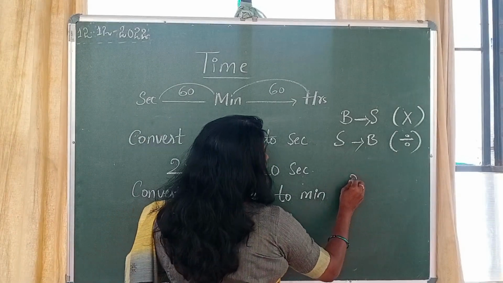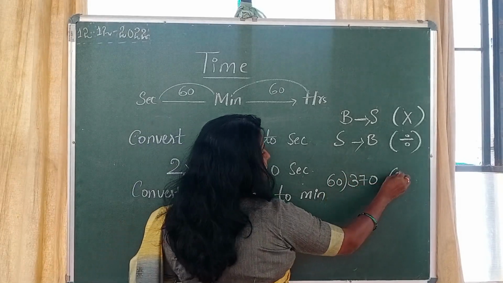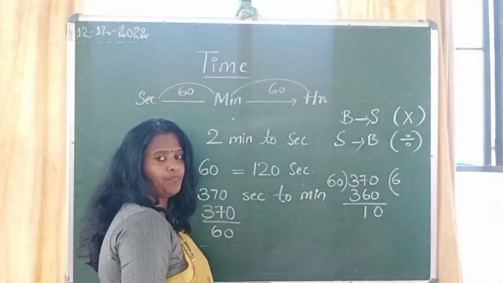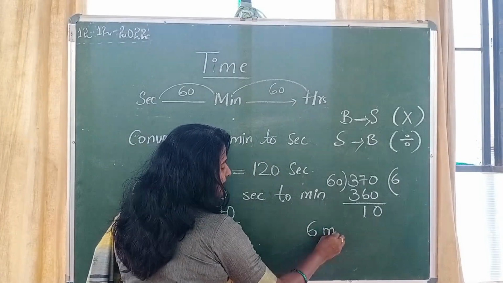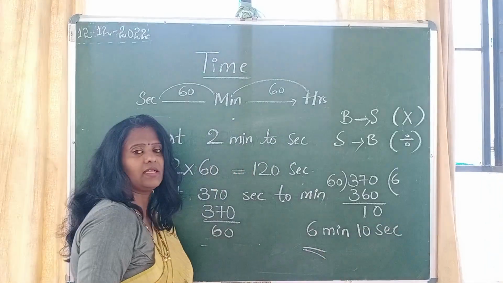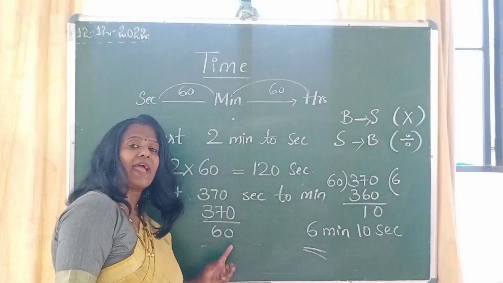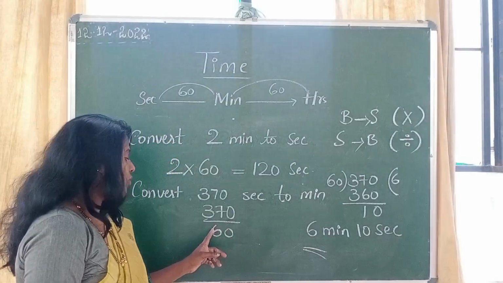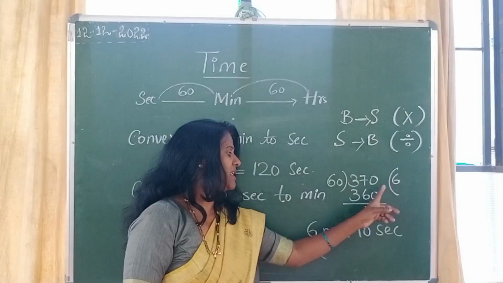You have to completely divide this number by 60. Now 6 sixes are 360. Remainder 10. Now what is the time here? We got 6 minutes 10 seconds. See, this is the right answer. That's why I have shown it in a different way. Sometimes we suddenly cancel the 0s, but we won't get the answer correctly. But when you divide exactly by 60, then we will get 6 minutes 10 seconds.